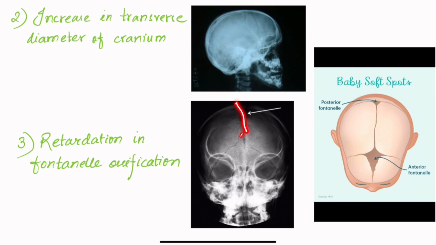During X-ray, it seems as if there is a fracture on the cranium. However, the reality is that this much part has not ossified yet, or the fontanelle has not ossified yet. It is not a fracture, it's just that the fontanelle has not ossified here. So the bone is not visible through an X-ray.